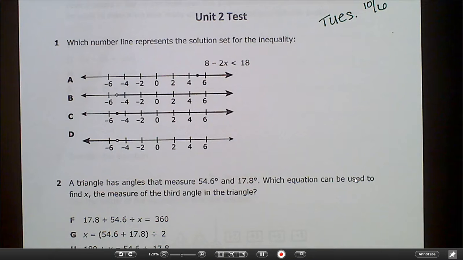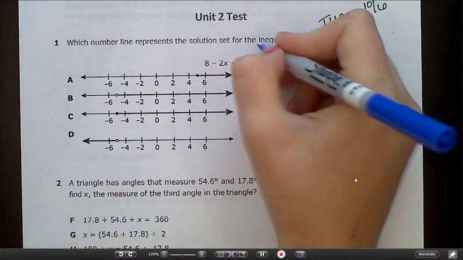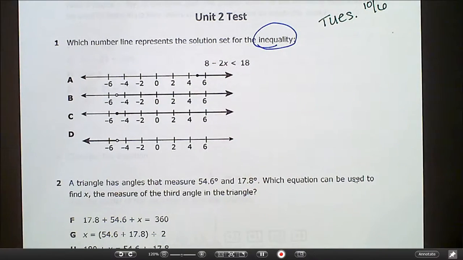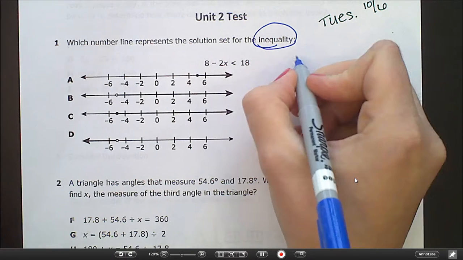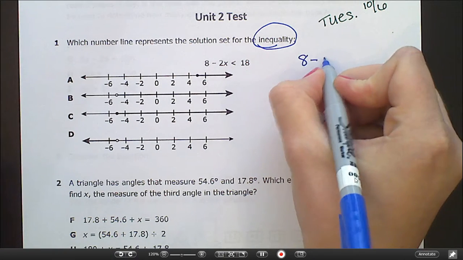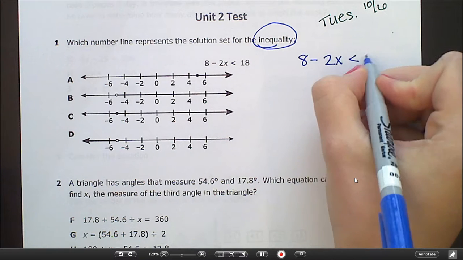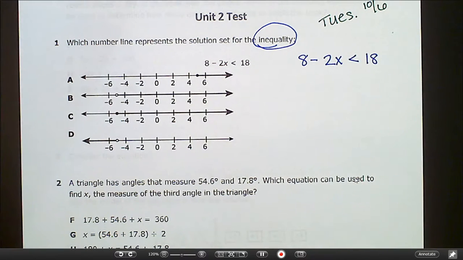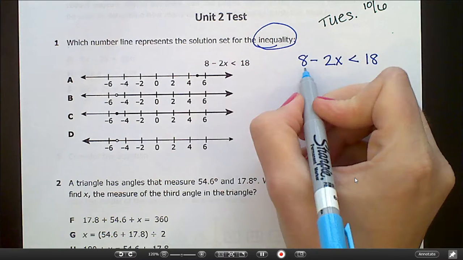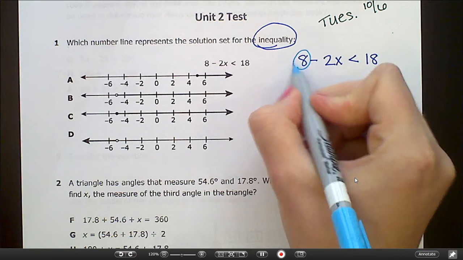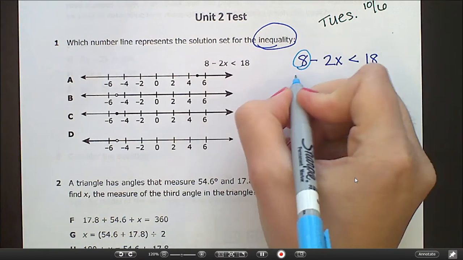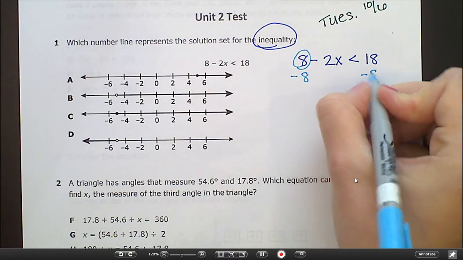So number 1 says, which number line represents the solution set for the inequality? Okay, this is an inequality, which means that it's not going to have an equal sign. So let's start working this one out. We have 8 minus 2x is less than 18. So remember, the first thing that I always want to get rid of in an equation or an inequality is whatever is not attached to x. So I want to get rid of this 8 first. I'm going to do the opposite and subtract 8 from both sides.